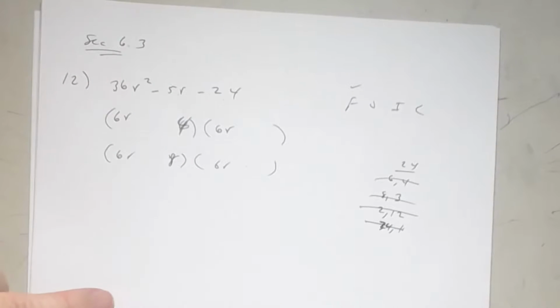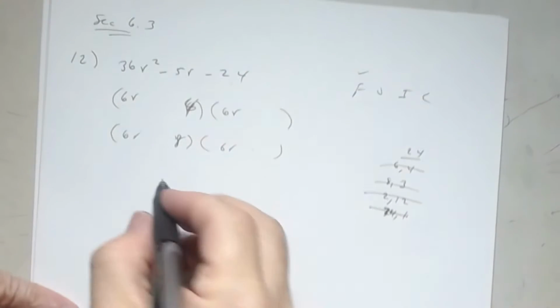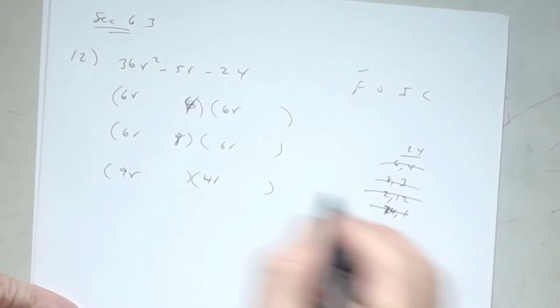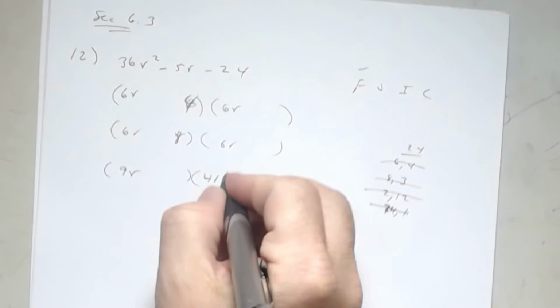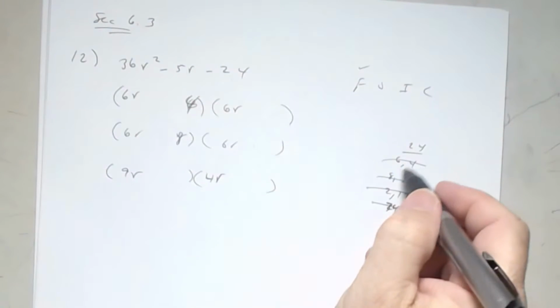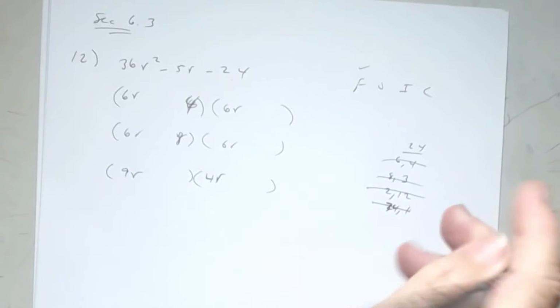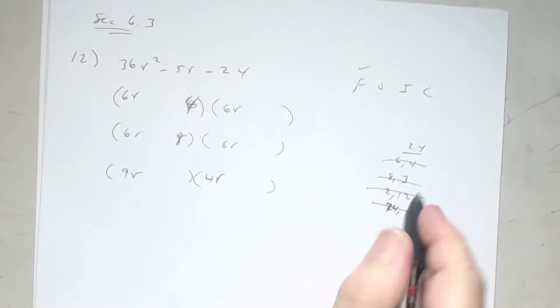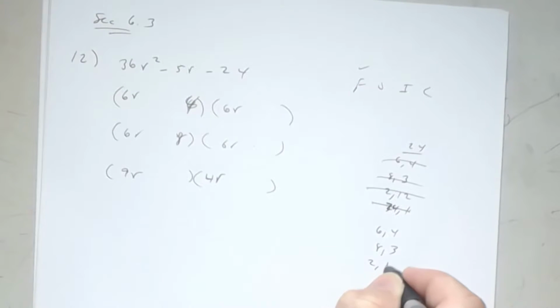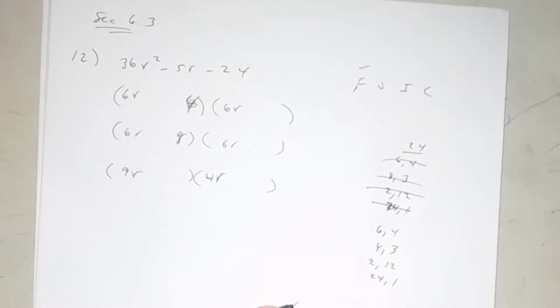So instead of using 6 and 6, someone mentioned use 9 and 4. So let's try 9 and 4. 9x times 4x is 36x squared. And we still have the 24s. We still have 6 and 4, 8 and 3, 2 and 12, 24 and 1. Try 1 and 24. Okay, we'll try 1 and 24.